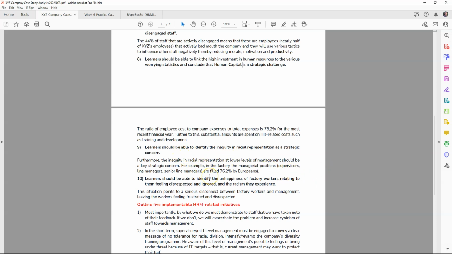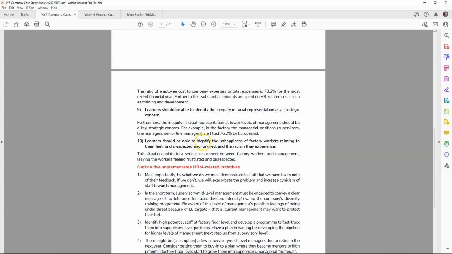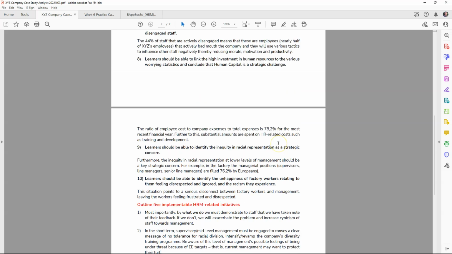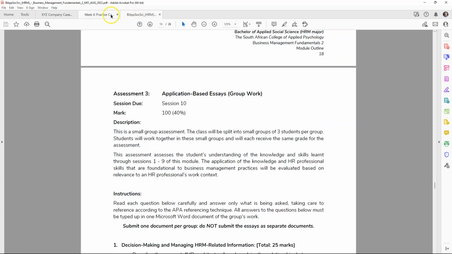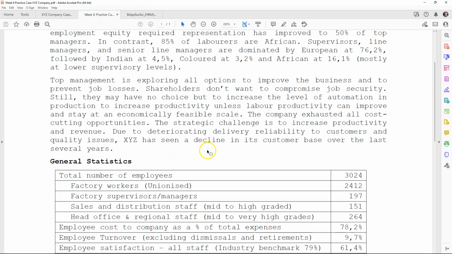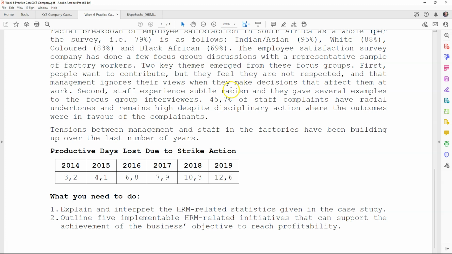Okay, so learners should then be able to identify the unhappiness of factory workers relating to them feeling disrespected and ignored and the racism they experienced. I think the case study mentions something about staff experiencing subtle racism, and they gave several examples to the focus group interviewers, which interviewed the staff to determine issues, okay?